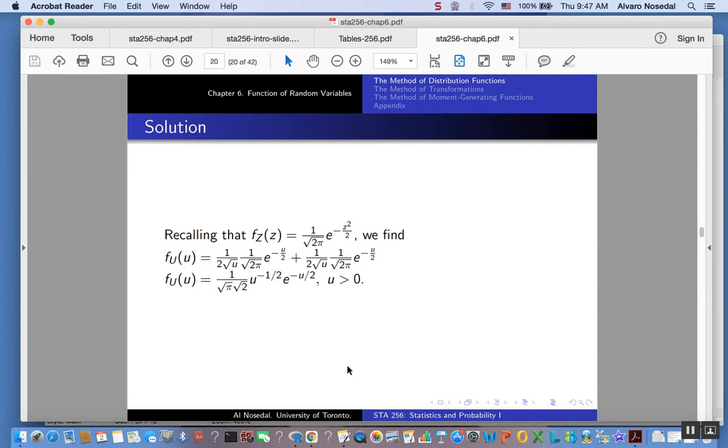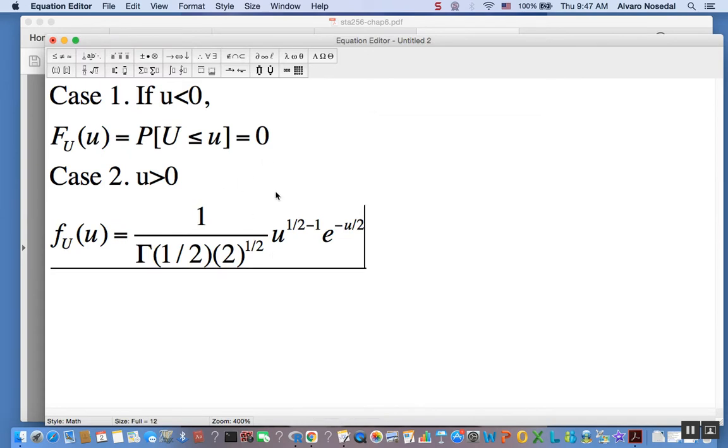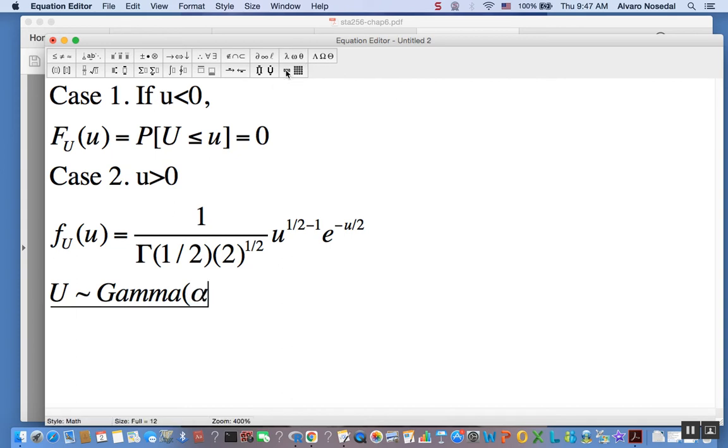So basically, after we did the math here, what we end up with is that this guy u has a gamma distribution with parameters alpha equal to 1/2 and beta equal to 2, right? Okay, nice.